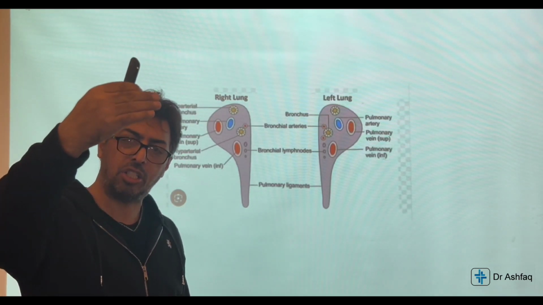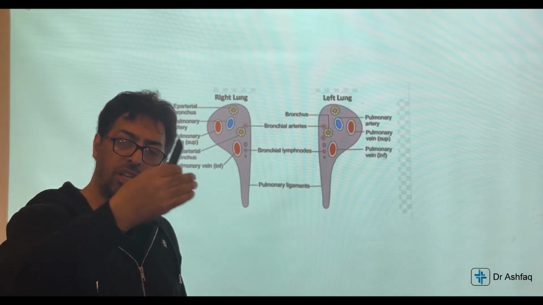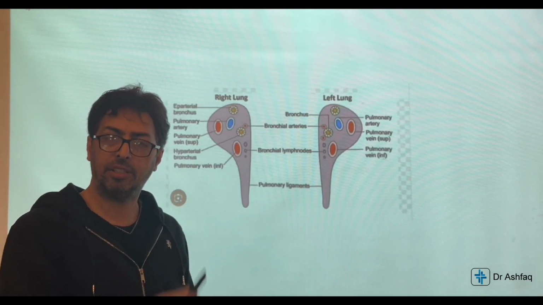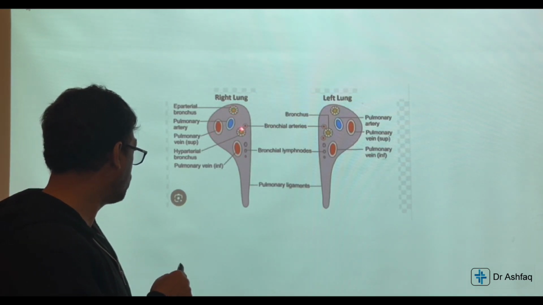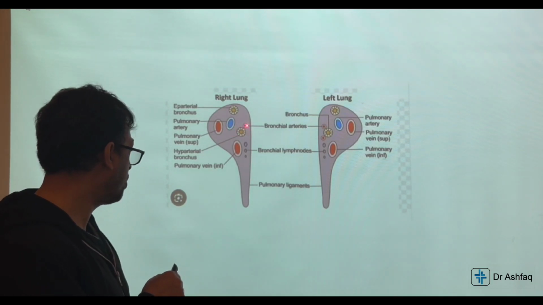So it is a cartilaginous part high, then it is the arterial element, then it is the venous element. Then the bifurcation is this part, the superior pulmonary vein and the inferior pulmonary vein, the eparterial bronchus and the hyparterial bronchus, and the pulmonary artery and the bronchial arteries over here.